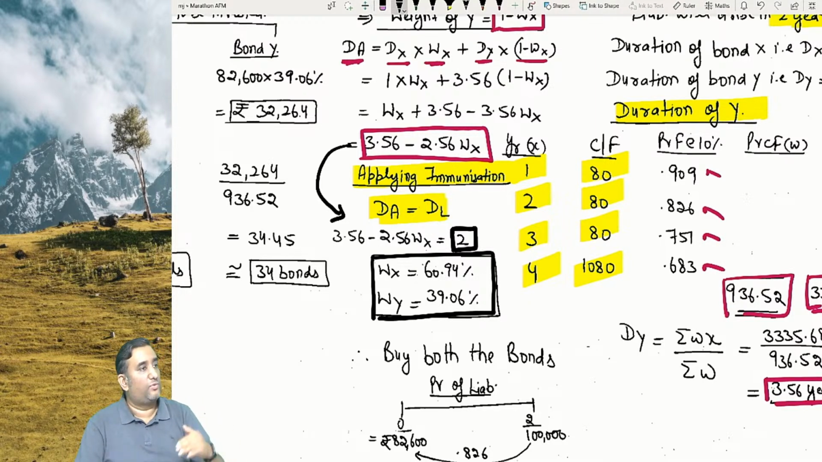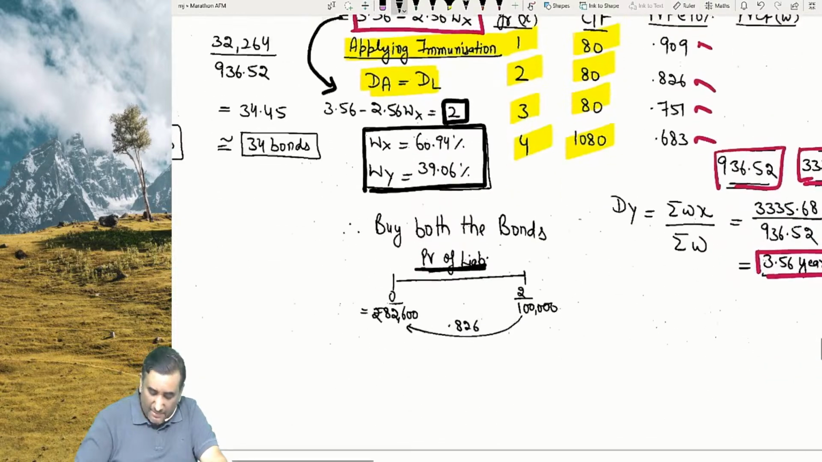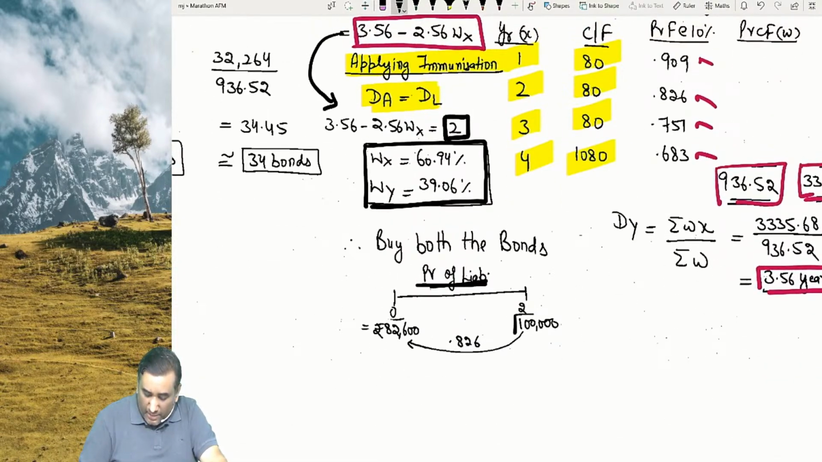So the first question he asked was, should I invest in both the bonds or a single bond? So the answer comes, invest in both the bonds. Then basically what quantity or amount is to be invested now? Now 1 lakh rupees I require after how many years? 2 years. Timing wise, if I require 1 lakh after 2 years, the present value of the liability is 82,600.